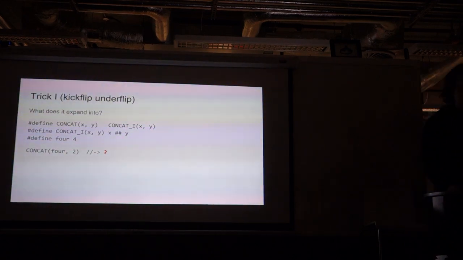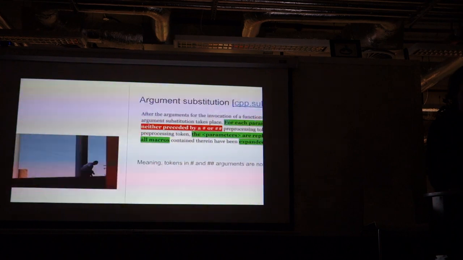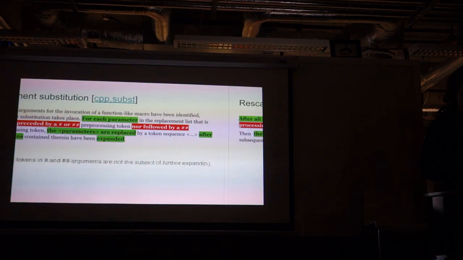But here we trick the preprocessor. Here will be 4, here 2. Then it will rescan it. It will be 4 digit and 2 digit. And then we concatenate 2 digits, finally. Yeah, let's go further.